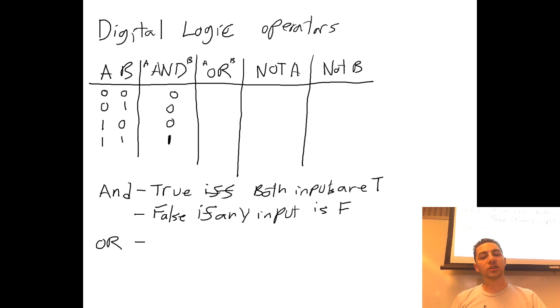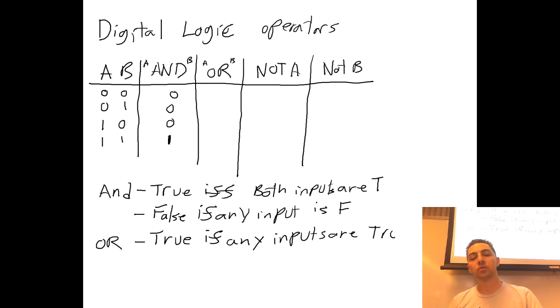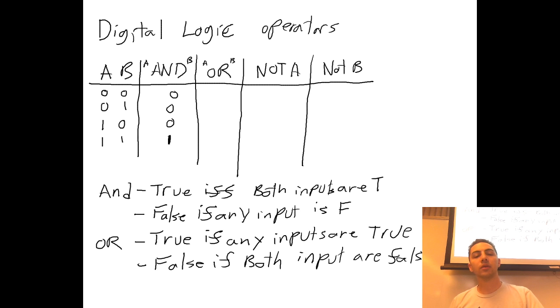OR is a function that we define to be true if any inputs are true. We can also think of it as false if both inputs are false. So, OR if both inputs are false only occurs in this first line. So it's false. It's true if any of the inputs are true. So in this case, it's like that. So it almost looks like it's upside down and inverted from AND.